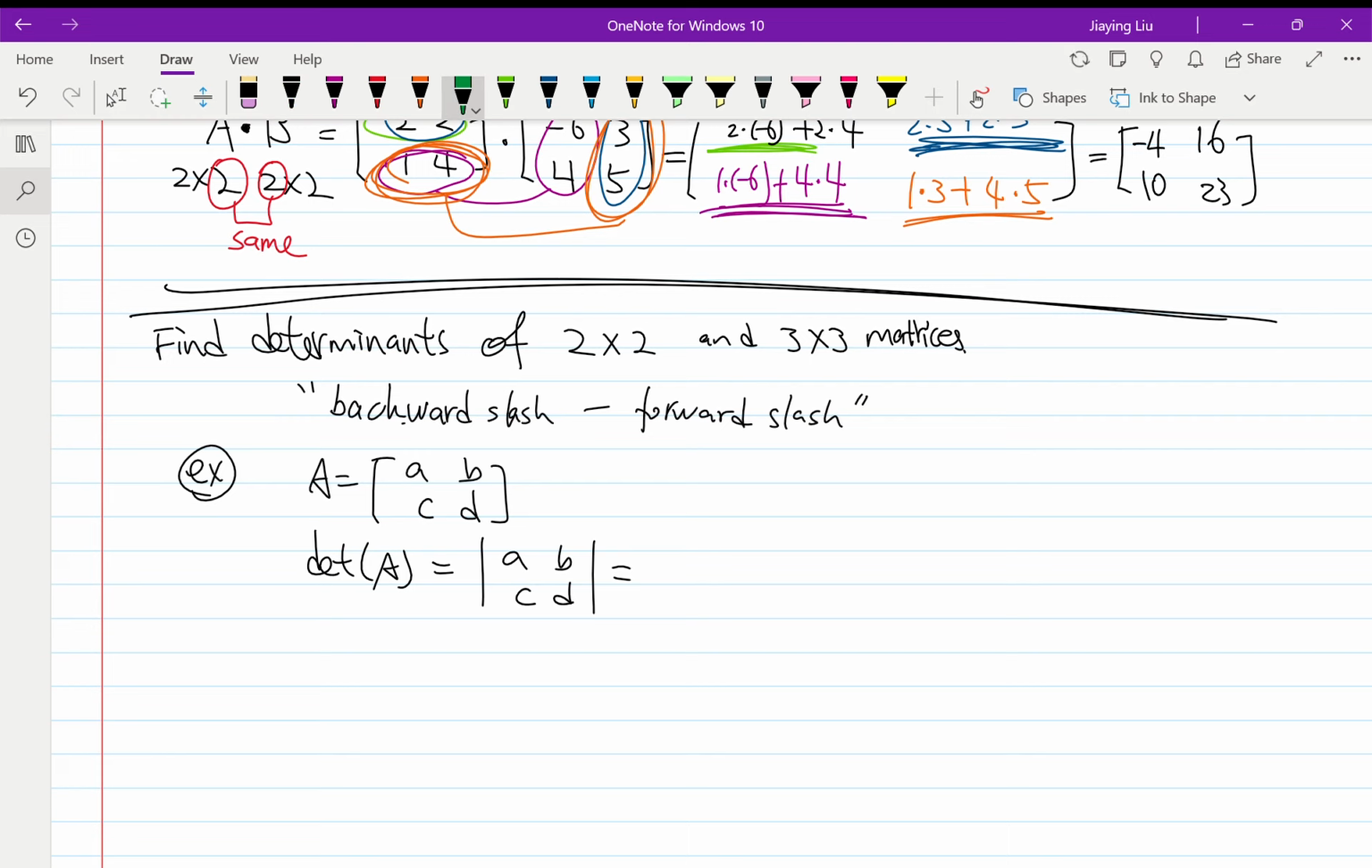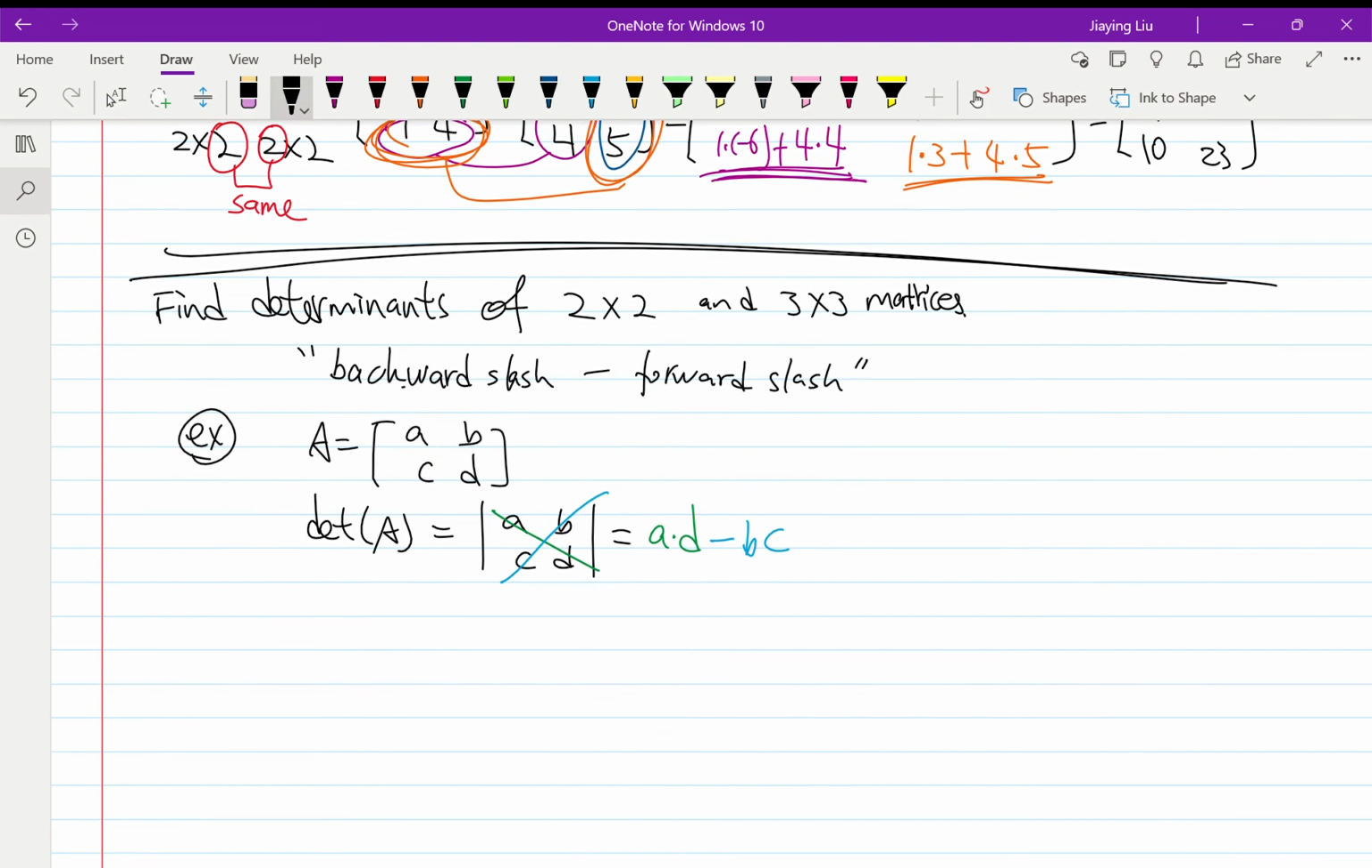So the method that you already know is just the backward slash. You draw a backward slash line that goes through two numbers, A and D, so multiply them together. And then we draw a forward slash that goes through B and C. So we're going to subtract this new product, B times C. So AD minus BC, that's the determinant of 2 by 2 matrices. You can always memorize it and make it simple.